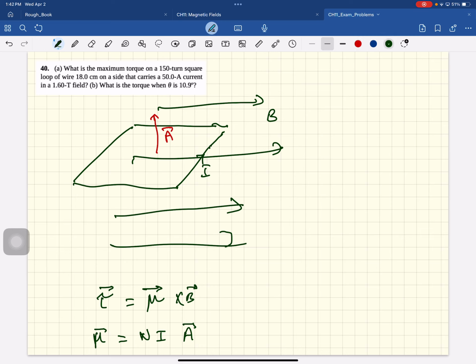All right. So anyway, when these two are perpendicular to each other, that's when the torque is max, and the max torque is NIAB. Okay, so theta is 90 degrees between them.